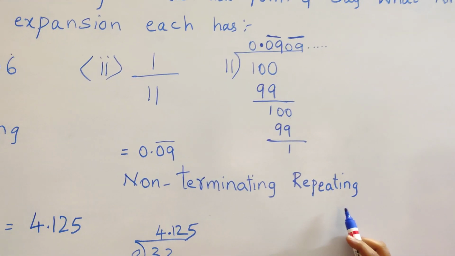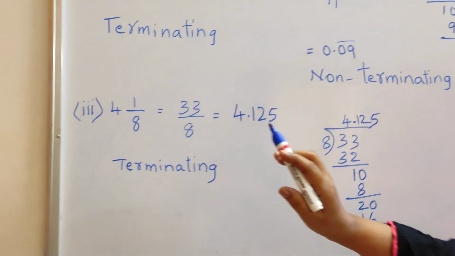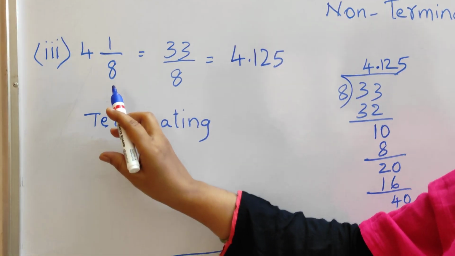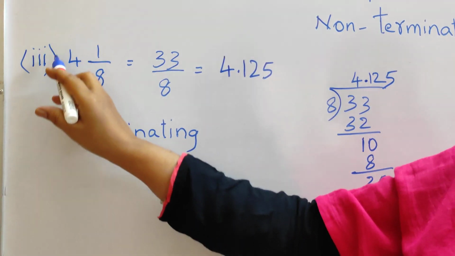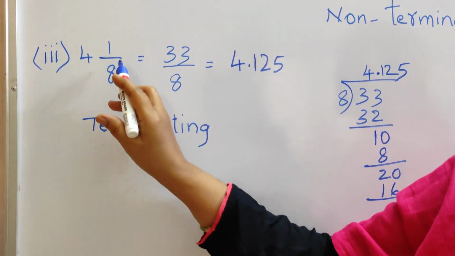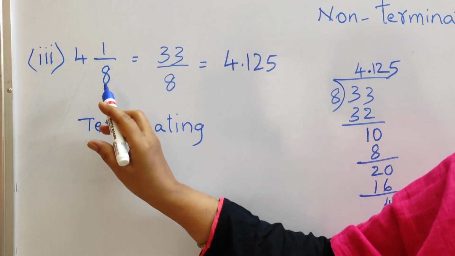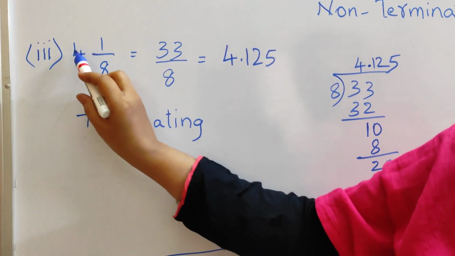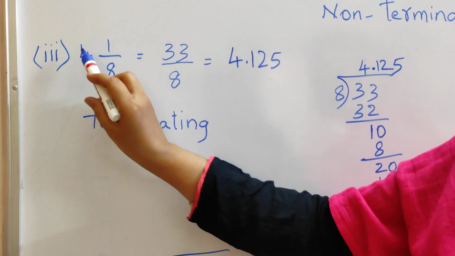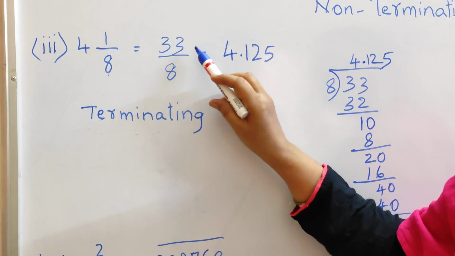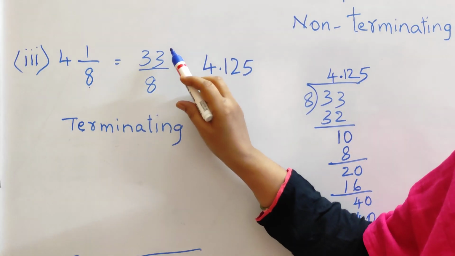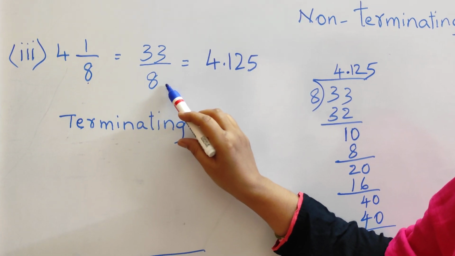Now let us go to the third question. The question is 4 1 by 8. 4 1 by 8 is a mixed fraction. A mixed fraction should be converted into an improper fraction. What do we do? 4 8s are 32. 32 plus 1 is 33. So it becomes 33 by 8. Have we got it?